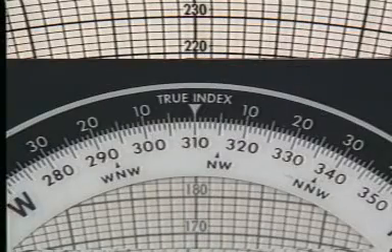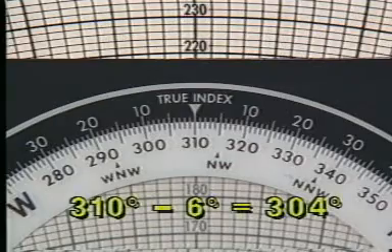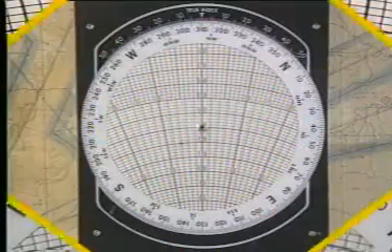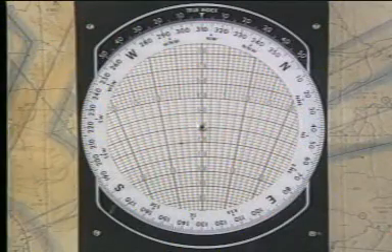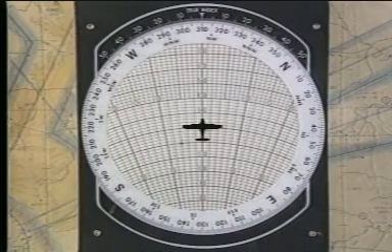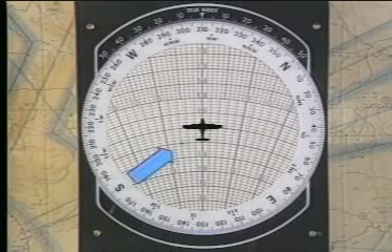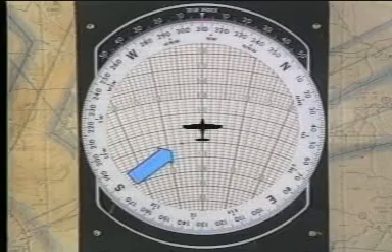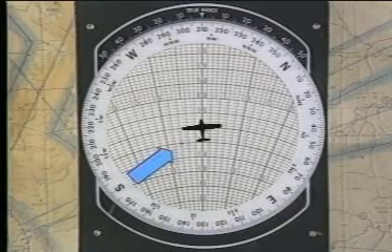Since the correction is to the left, you must subtract 6 degrees from the true course to obtain your true heading of 304 degrees. To verify that these figures are correct, you can visualize that the grommet represents your airplane and it's heading toward the index mark. Since the wind is behind and to your left, ground speed should be higher than true airspeed, and the true heading should be left of the true course.